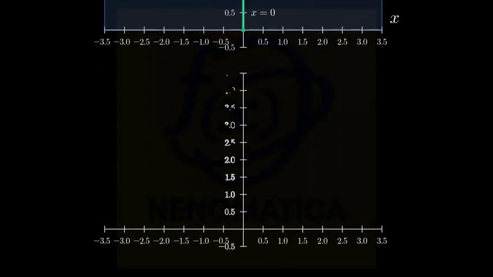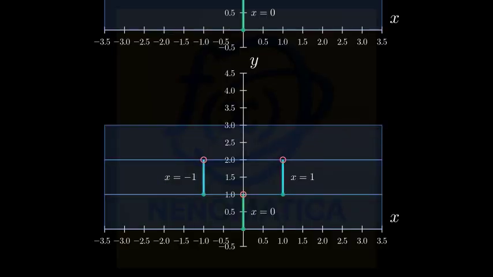Step 3. For y between 2 and 3, the floor of y is 2, so x squared equals 2, which means x equals plus or minus square root of 2, about 1.41. We draw 2 vertical segments at those x values from y equals 2, closed, up to y equals 3, open.